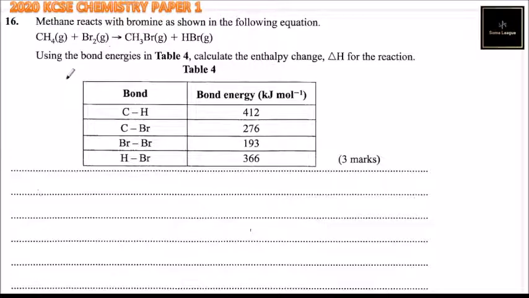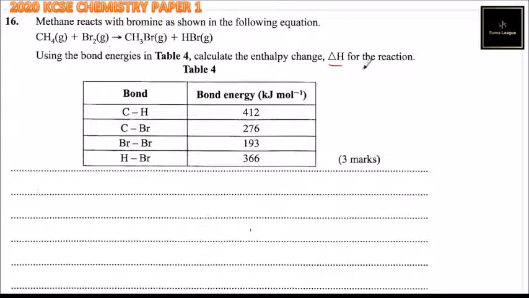This is question number 16. Methane reacts with bromine as shown in the following equation. We have methane, which is a gas, reacting with bromine, which is a gas, and what is formed is methyl bromide, which is a gas, and hydrogen bromide. So, using the bond energies in Table 4, calculate the enthalpy change.